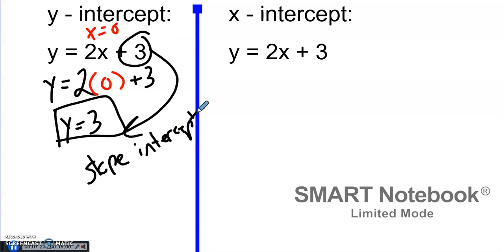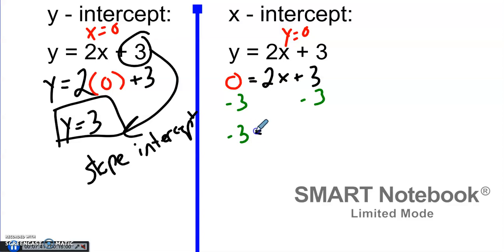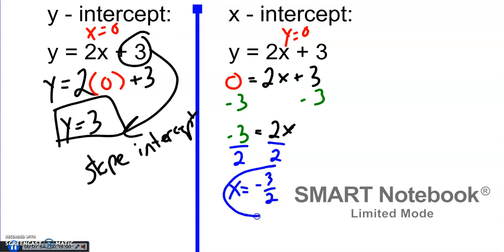But we find the x-intercept over on the right-hand side. Again, we need to set y equal to 0. So 0 is equal to 2x plus 3. In order to solve this, I have to subtract 3 on both sides. So I get -3 is equal to 2x. Now we divide both sides by 2. So we get that x is equal to -3/2, right? So that means our line is going to cross over the x-axis at -3/2.